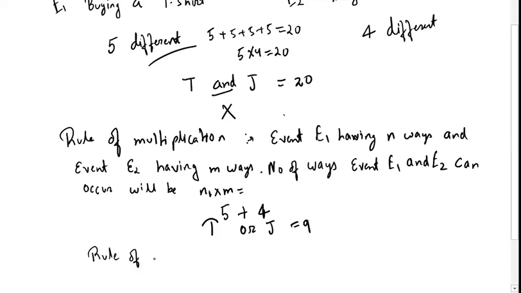Rule of addition. If E1 or E2 occurs, meaning any of the two, then we will use plus, or we will add. So it will be m plus n. Okay everyone, tell me.